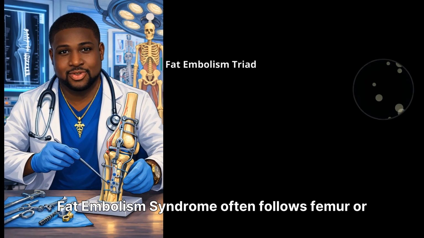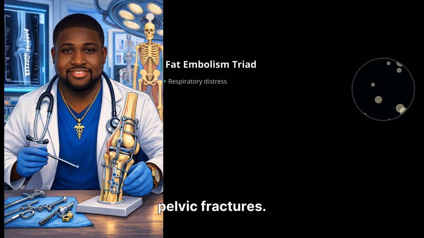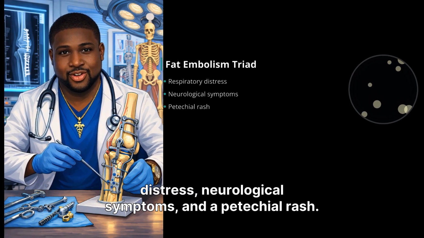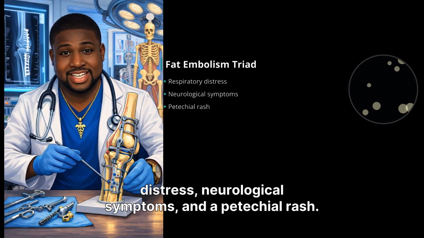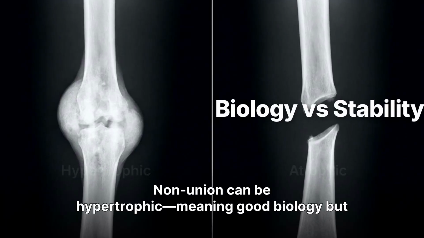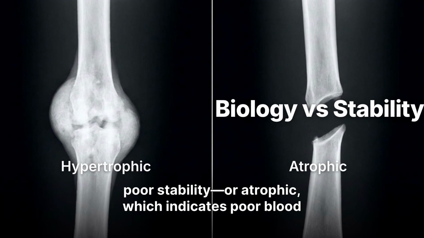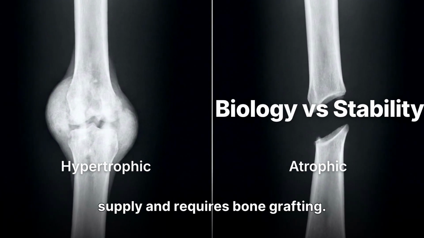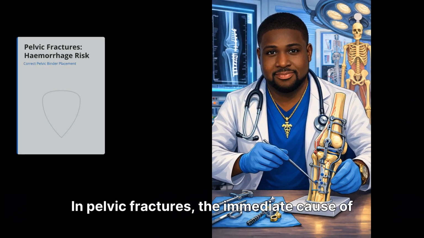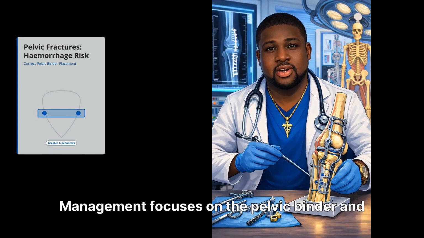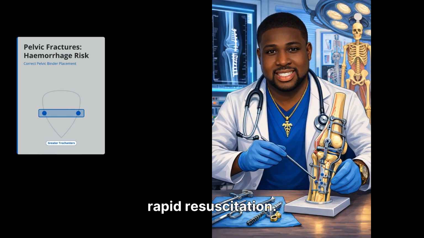Fat embolism syndrome often follows femur or pelvic fractures. Look for the classic triad of respiratory distress, neurological symptoms, and a petechial rash. Non-union can be hypertrophic, meaning good biology but poor stability, or atrophic, which indicates poor blood supply and requires bone grafting. In pelvic fractures, the immediate cause of death is usually hemorrhage. Management focuses on the pelvic binder and rapid resuscitation.